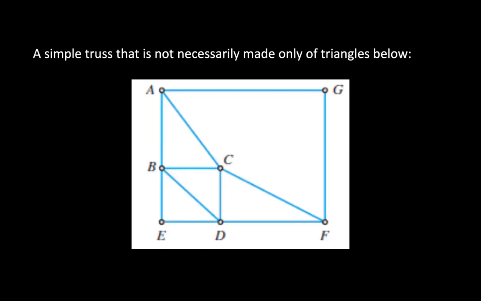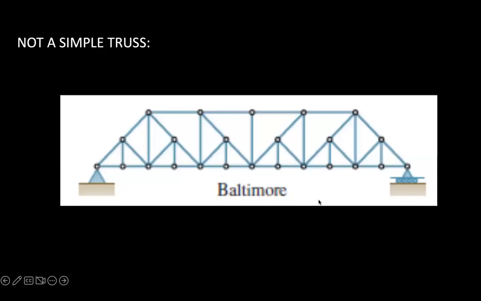This is an example of a simple truss that is not made of triangles. We can trace starting at, for instance, BD. We draw 2 lines and connect them at a new joint C. From the 2 existing joints C and D, we can draw 2 new lines and connect them at a new joint F, and so on. But this is not a simple truss, as we talked about before.